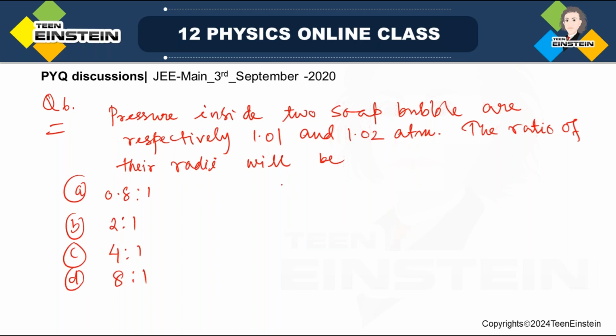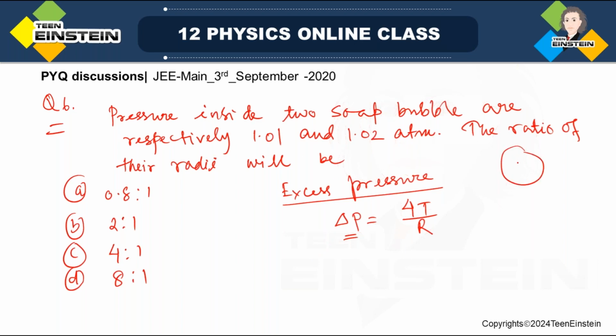Okay, so here, we know the expression for excess pressure, right? Excess pressure for a soap bubble, we know delta P is equal to 4T by R. Okay, this will come into work. So from this expression, what can we write? See, this pressure is actually the gauge pressure, but the pressure given here is only the pressure inside. So how do you get the gauge pressure?